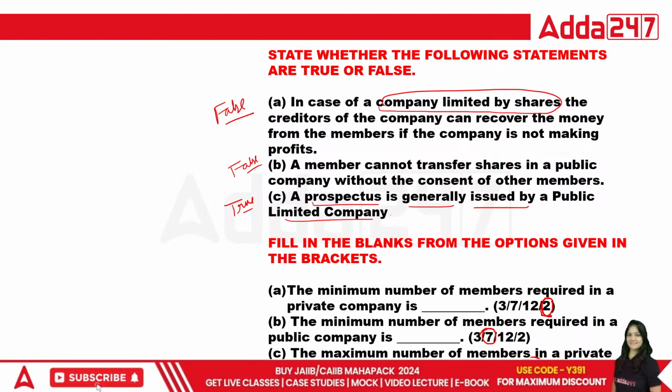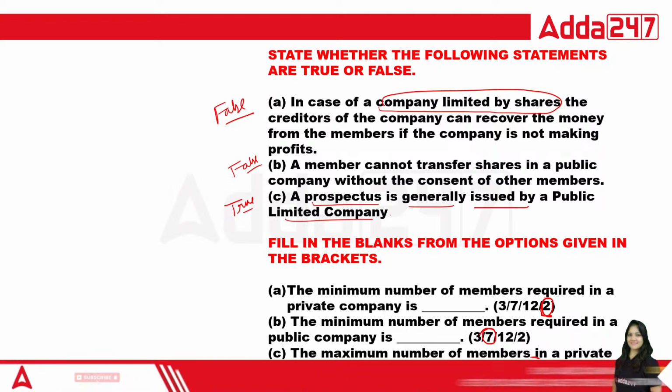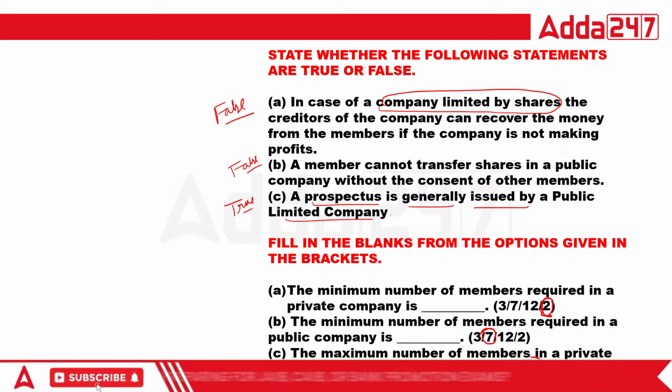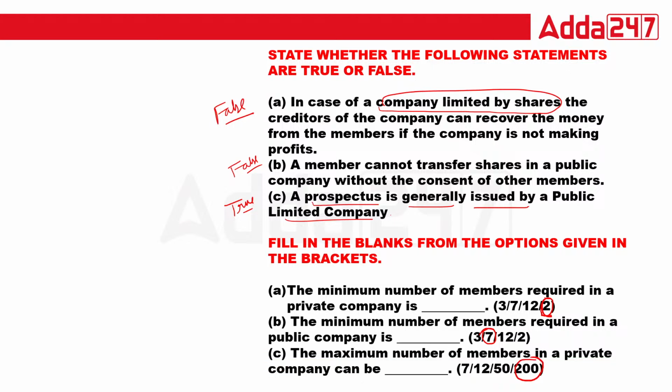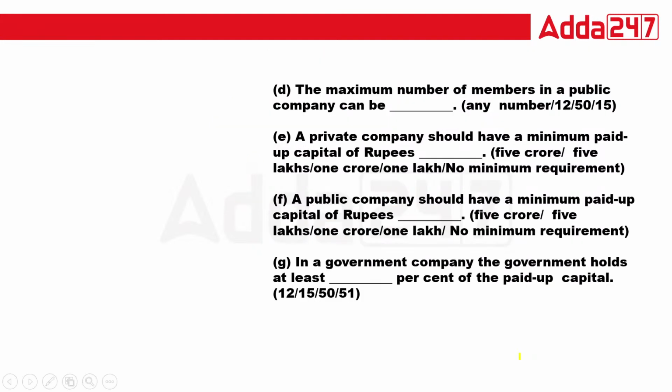A very simple question and a quick revision of your session is going on. Quick revision. Is that okay? So we have to learn this: this is 2, this is 7, this is 200. Okay, next. The maximum number of members in a public company.